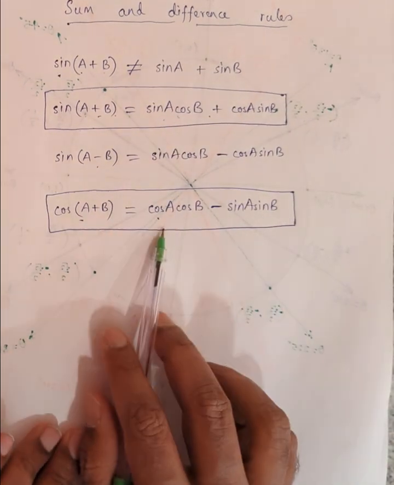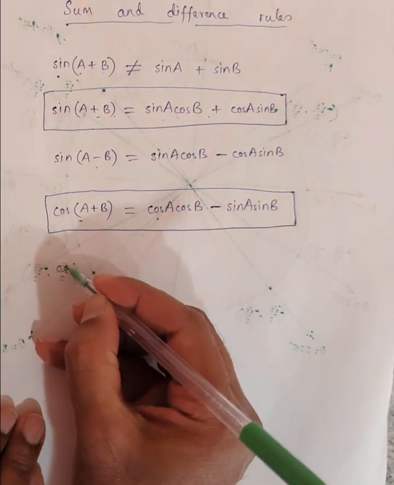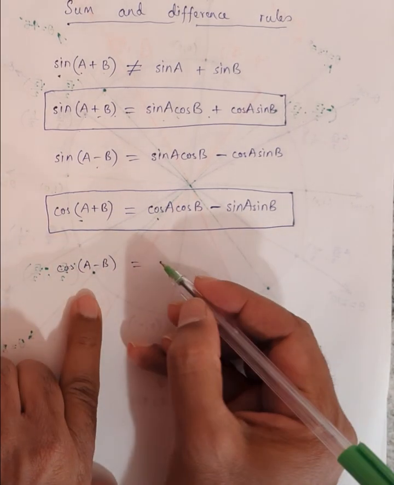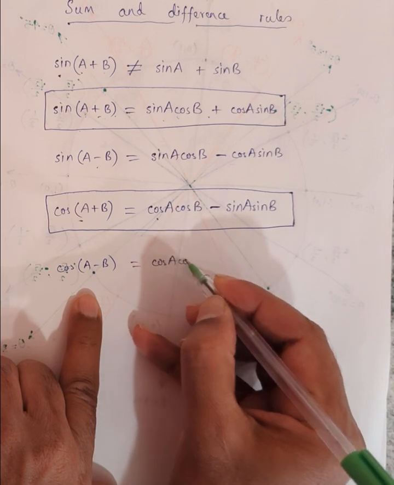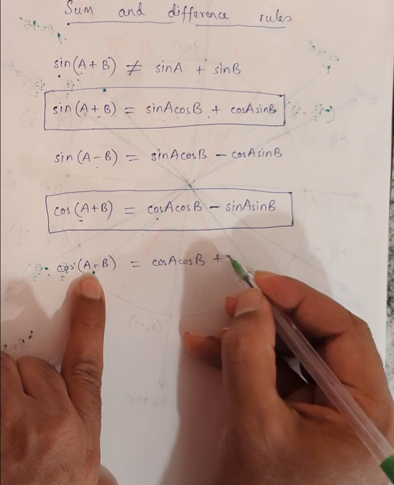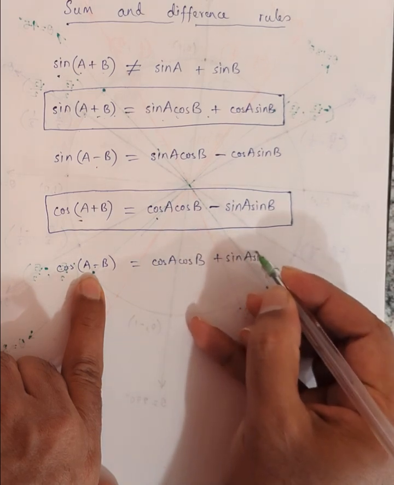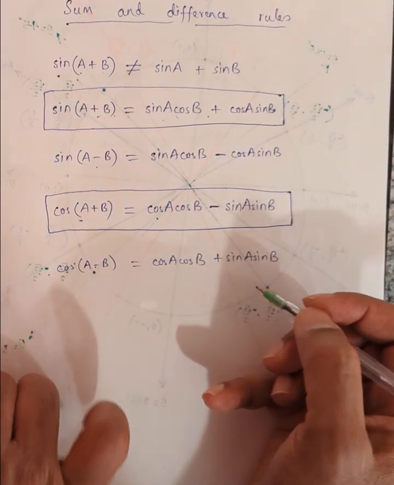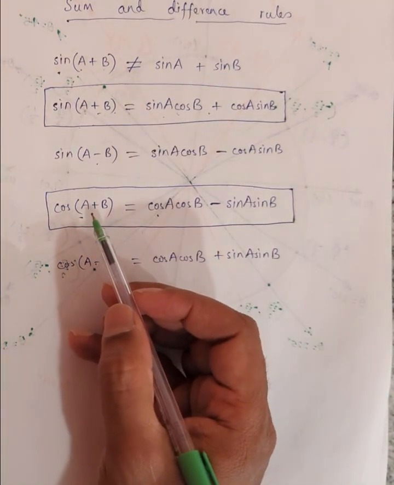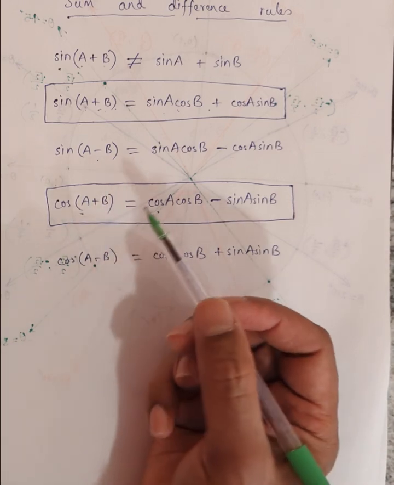Now, if you know this, then you can write the cos of a minus b formula. So this time it's cos a cos b, and if you have a minus here, you're going to have a plus sine A sine B.